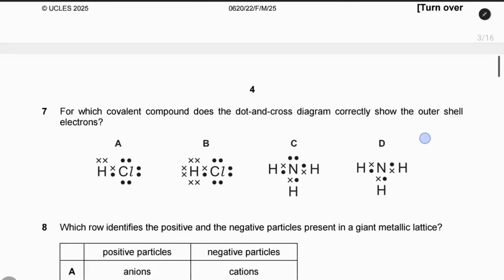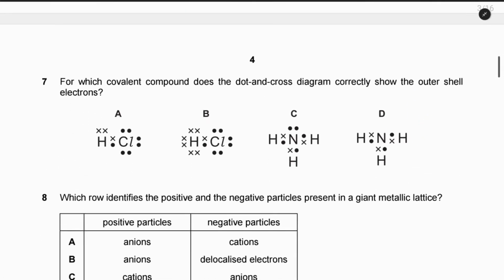Next question. For which covalent compound does the dot and cross diagram correctly show the outer shell? So if you see here, hydrogen is having a lone pair, which is wrong. B, again wrong. C, it's correct because over here electrons are being shared with the nitrogen outermost shell. Electrons are being shared with the hydrogen, and over here for the nitrogen, the lone pair of electrons is not being shown, so this is wrong. So the correct answer is C.